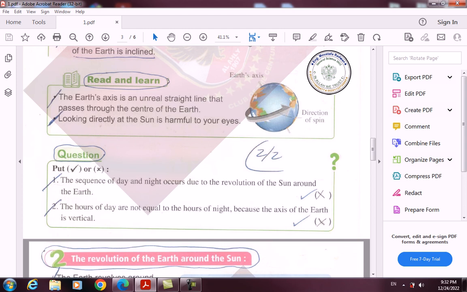Looking directly at the sun is harmful to your eyes. It can destroy your eyes and cause you blindness.